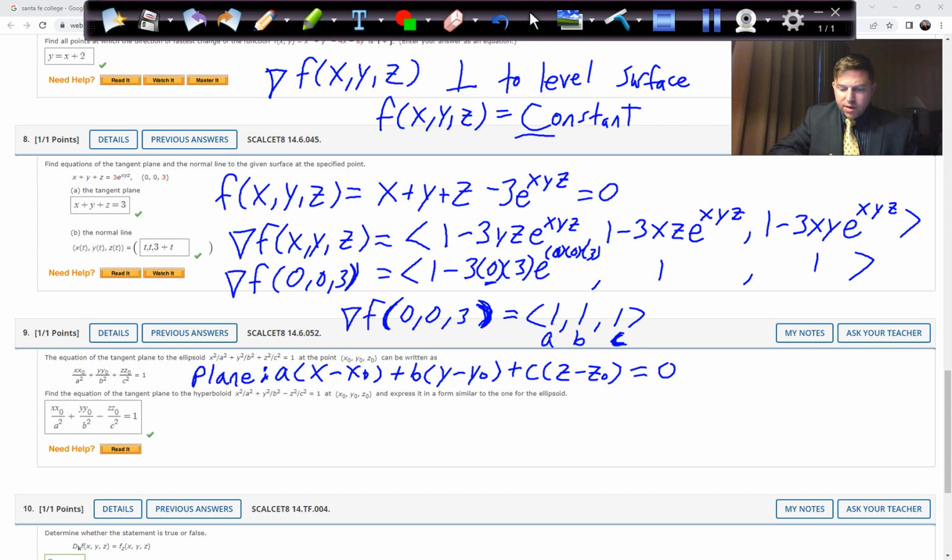Well, the point they gave us was 0, 0, 3. Well, that's also x0, y0, and z0. So we know everything for this plane equation. A, B, and C are all 1. x0 is 0, y0 is 0, z0 is 3. So I can write this.